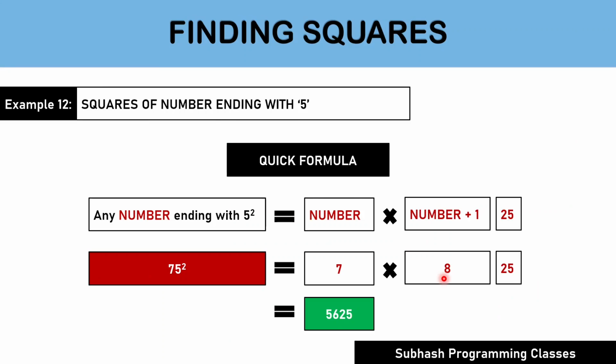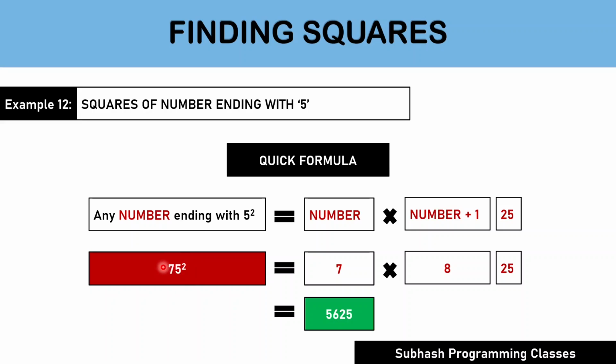Okay, now let's see how to find the squares of numbers ending with 5. To find the square of any number ending with 5, we can use this formula: any number ending with 5 square is equal to that number multiplied by that number plus 1, followed by 25. For example, we have 75 square. It means 7 is the number that is ending with 5.